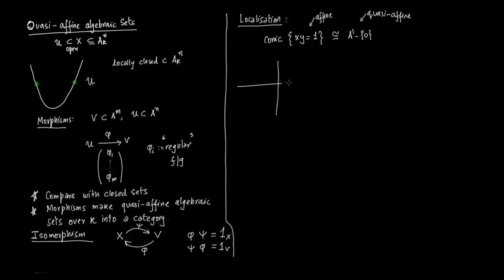Now let us describe the morphisms between these two. First I am drawing the conic, and now it is A^1 minus 0. The conic is the algebraic set which I will denote by capital X. So the conic, which I am denoting by capital X, maps to A^1 minus 0. The morphism is given as just the projection.